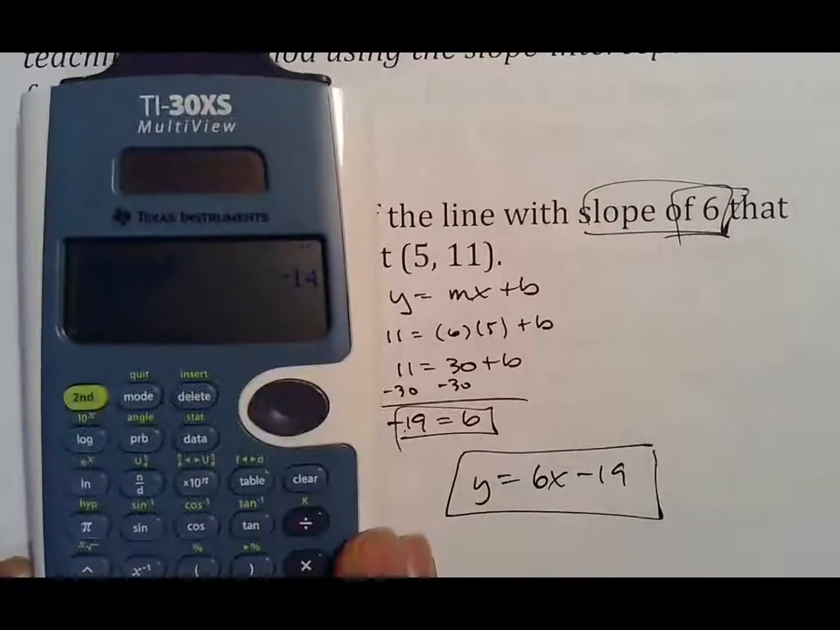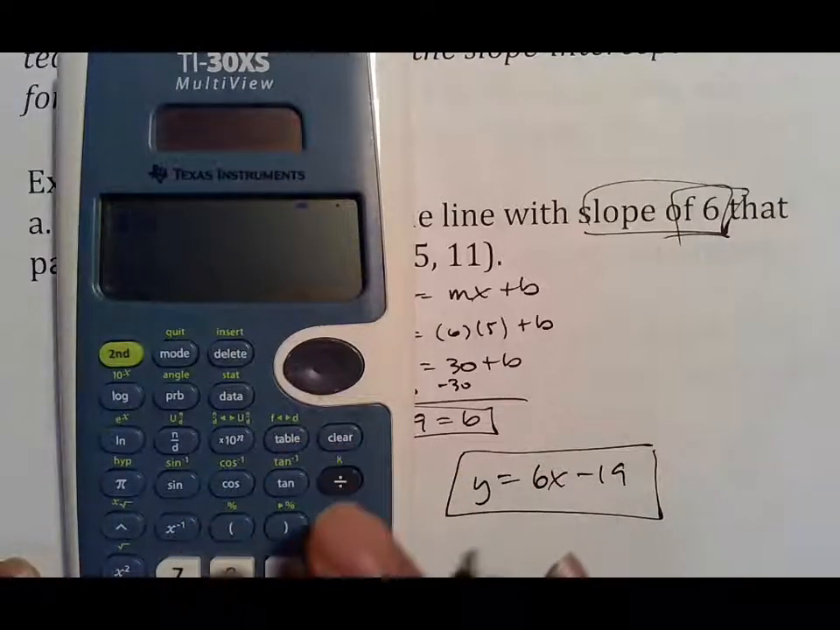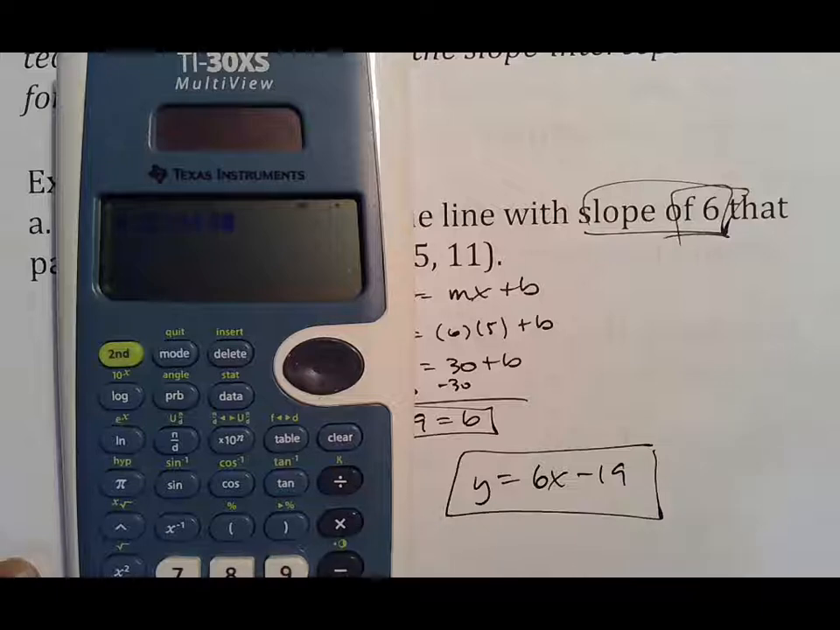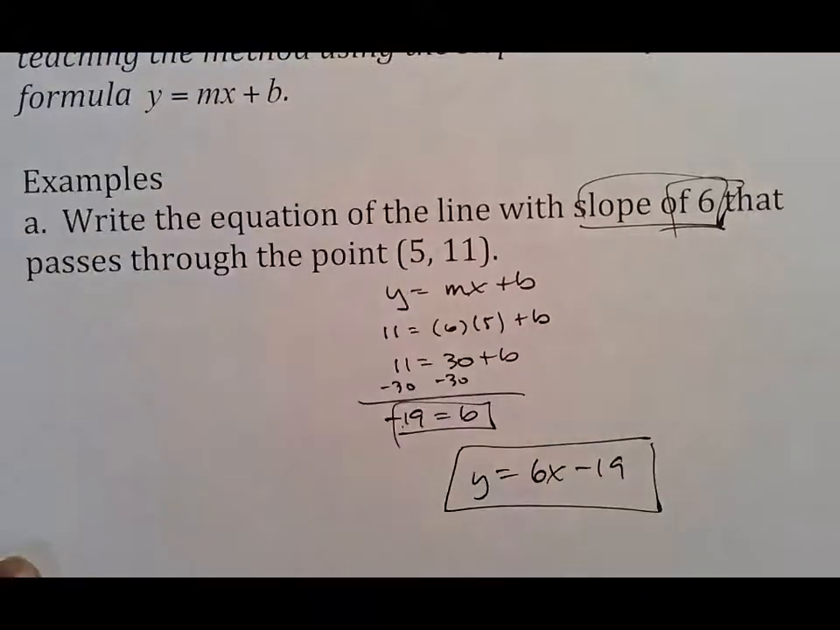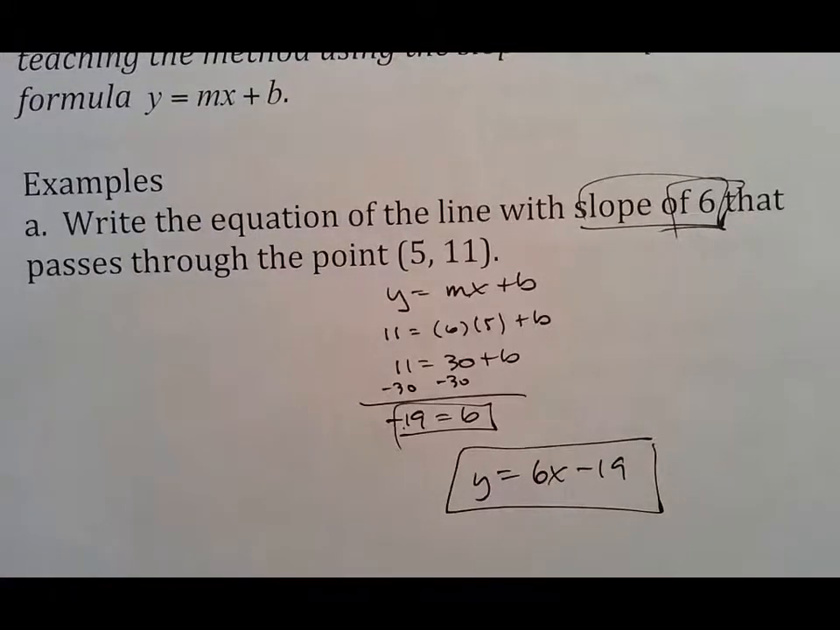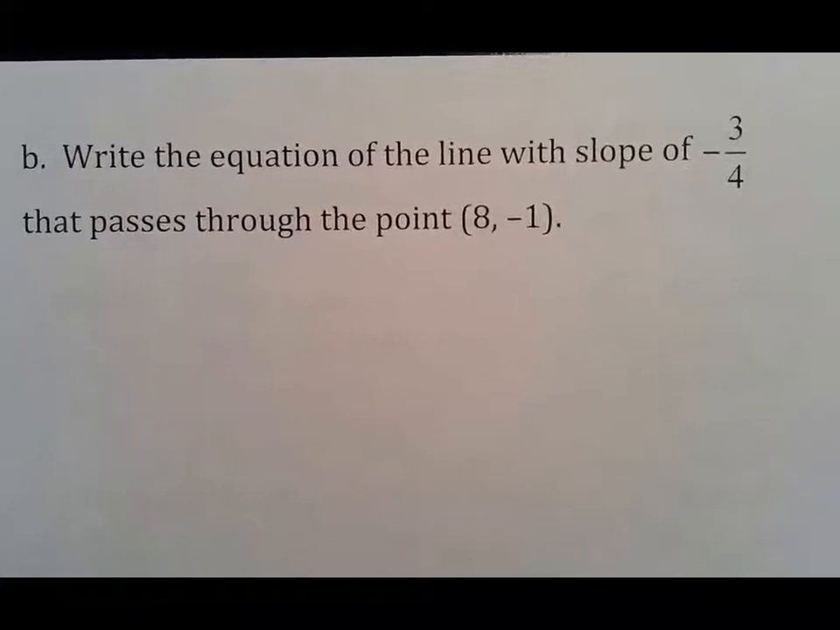And the beauty of this is that I can check my answer whenever I write the equation of a line, and I can actually plug x in for this formula. 6 times 5 minus 19 equals, notice that you get the answer of 11, which is what you should get for y. So whenever you write the equation of a line, you can always check your answer by plugging it back in to make sure that it worked.